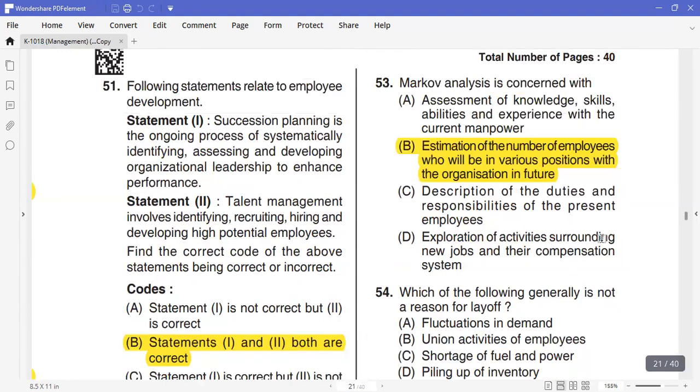Now let us go to the 53rd question. Markov analysis is connected with estimation of number of employees who will be in various positions within the organization in future.